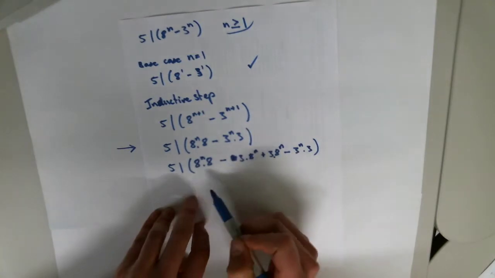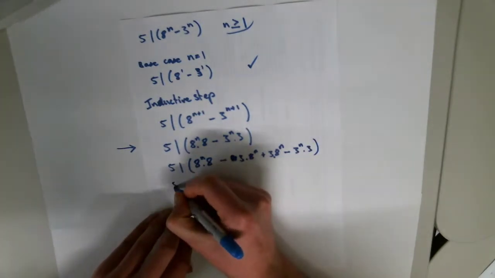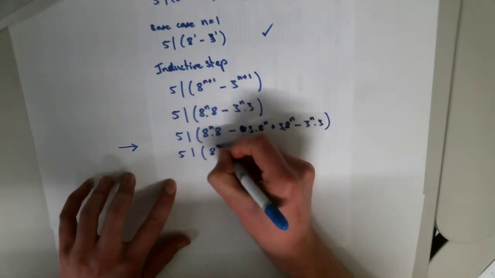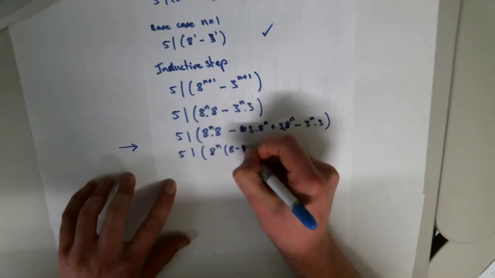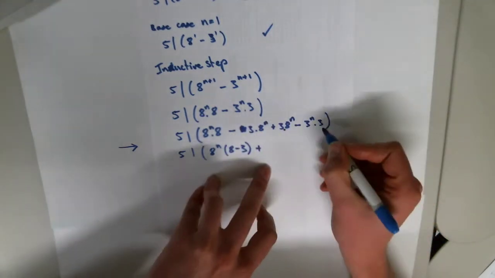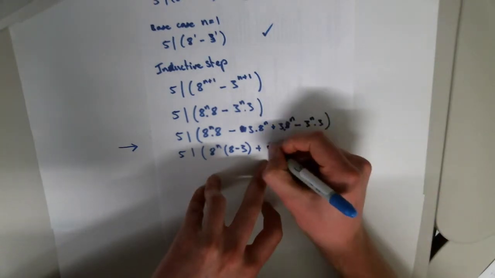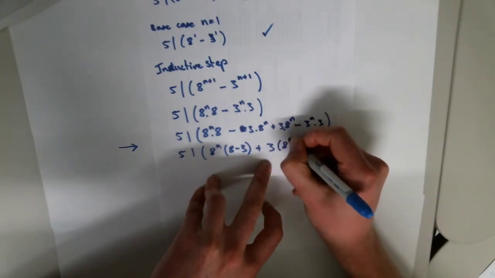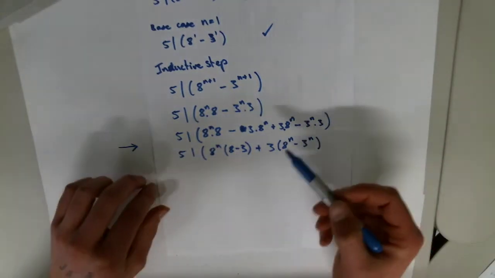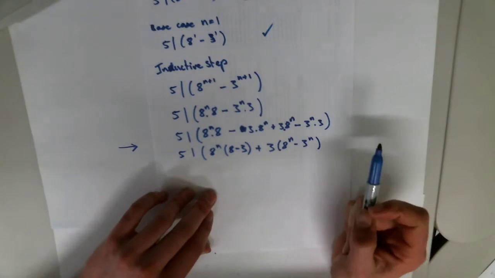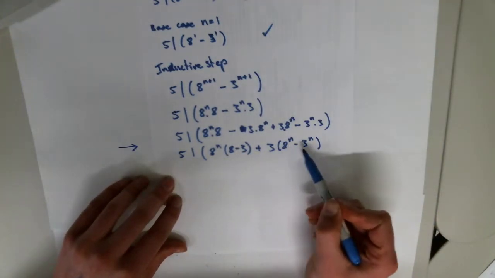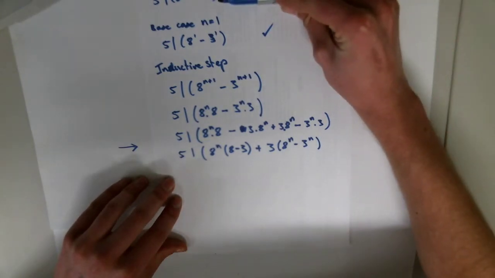But what I can do with these first two terms is I can group by like terms, and I can write that 8 to the power of n times (8 minus 3). Okay, that's our first two simplified. The second term, taking out the common factors, I'm going to get 3 times (8 to the power of n minus 3 to the power of n). Hopefully you can see why I've chosen those particular numbers there now. It's because this one here, the difference, is going to give me 5. This one here gives me back our original term.